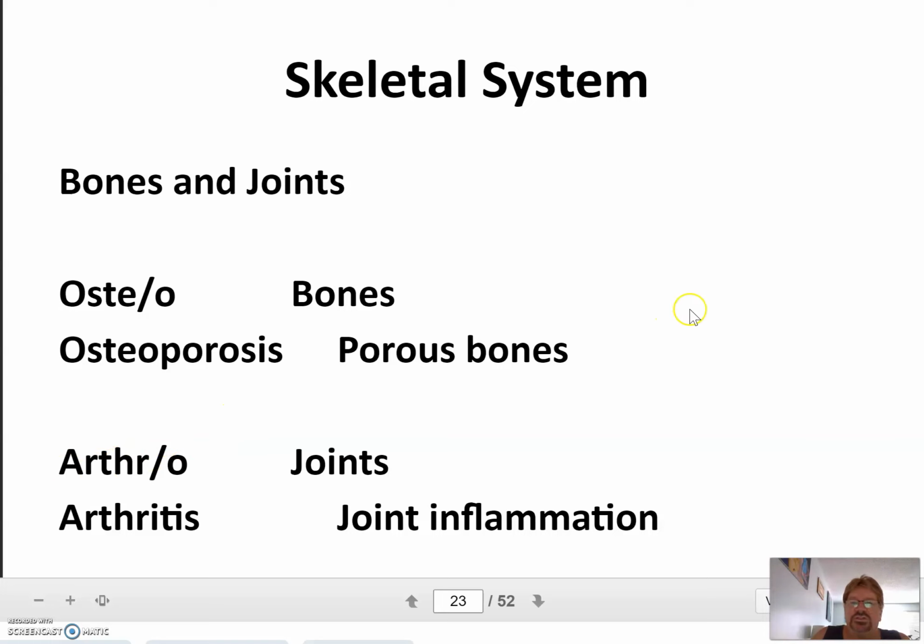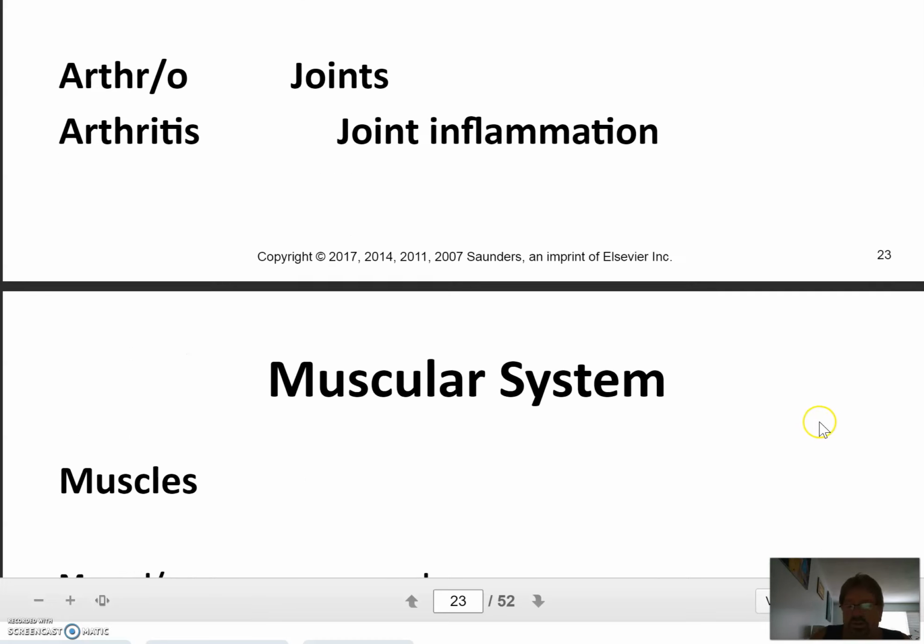Arthro has something to do with the joint. We've all heard of arthritis, correct? Arthro is the root word for joint. Arthritis is inflammation of a joint. It also could be an infection of a joint. Now you say, well, Dr. Tom, how can a joint get infected? Well, what if you were nailing and you drove a nail into the joint of your finger and it got bacteria and got infected? That's how. One example.